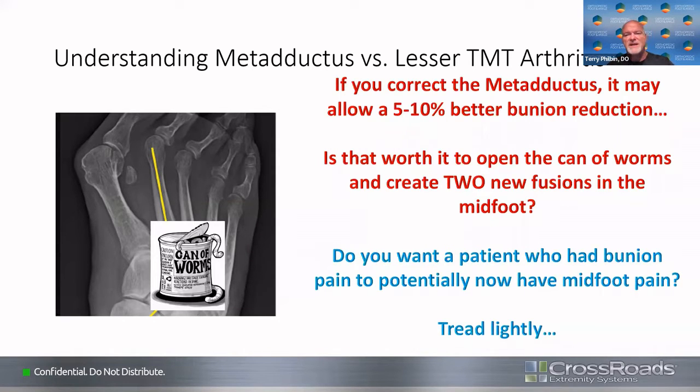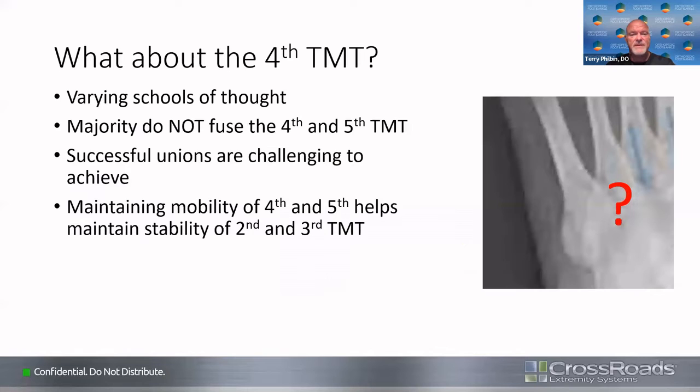If you correct the metatarsus adductus, you can get 10 to 15% better bunion correction by addressing it. And you have to ask yourself, is it worth opening the can of worms to do that? I'm going to say the answer is yes. The other thing is, if they already have some arthritis there, in many cases they're symptomatic. Then you're really taking care of 2 issues, the deformity as well as the pain.